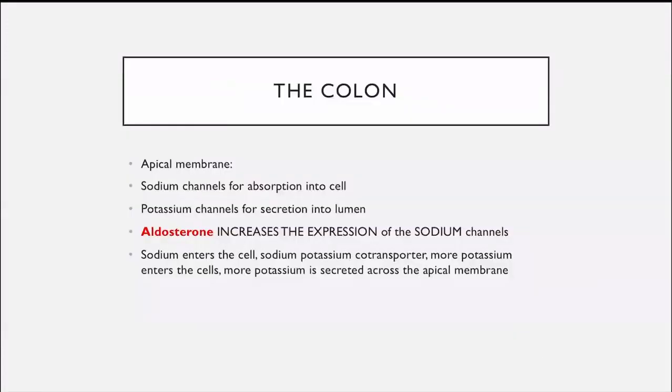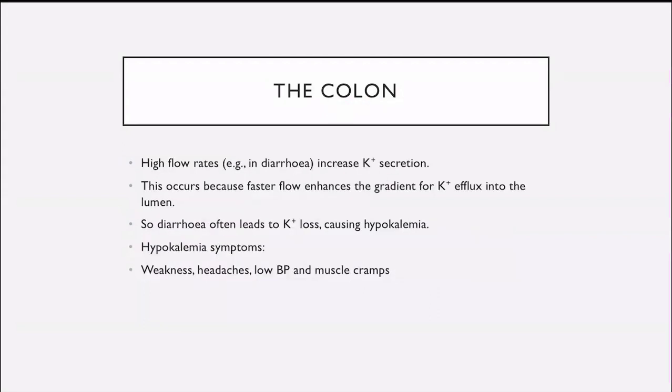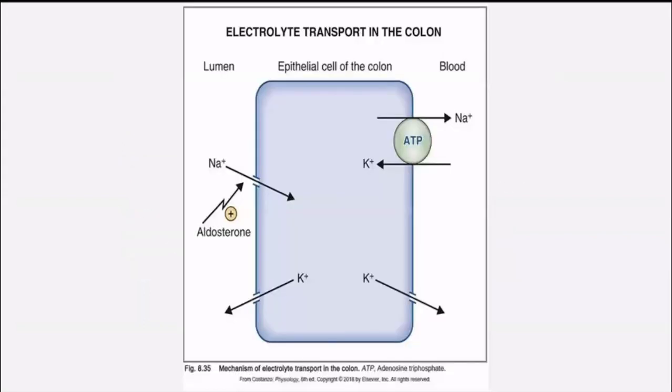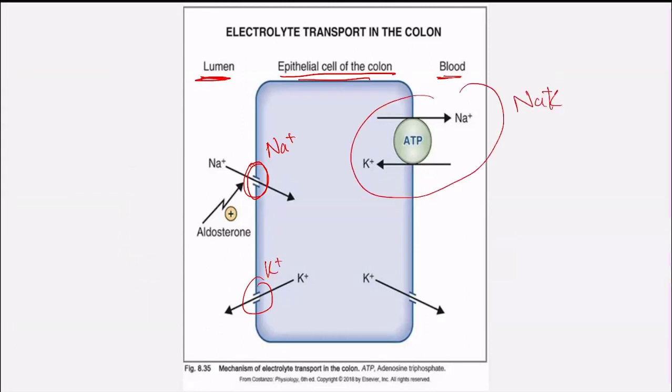Okay, so then we'll move on to the colon. We're done with the small intestine. Now we have the large intestine. Let's draw it out one more time. Or actually, let's go to the diagram. Here we have the epithelial cell of the colon, and then you have the blood, and you have the lumen. This is a sodium channel, and this is a potassium channel. This is the sodium-potassium pump, the primary active transport pump.